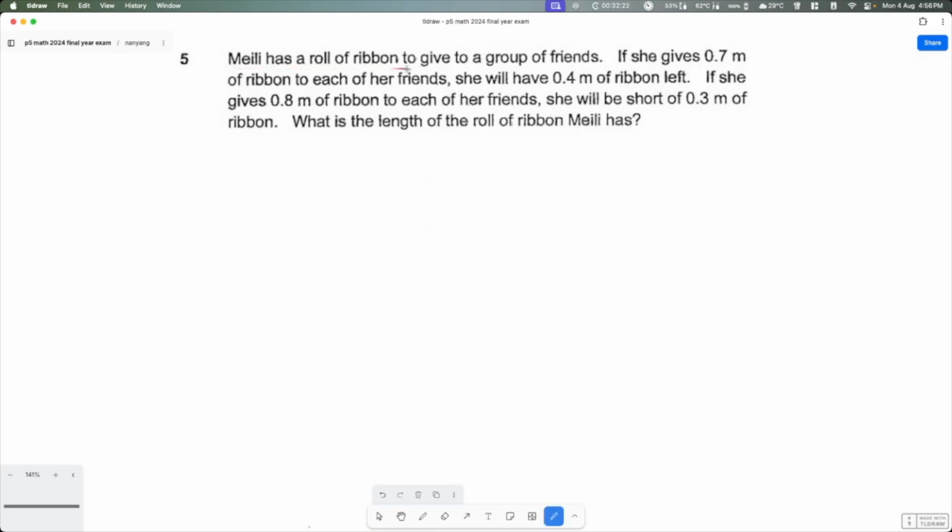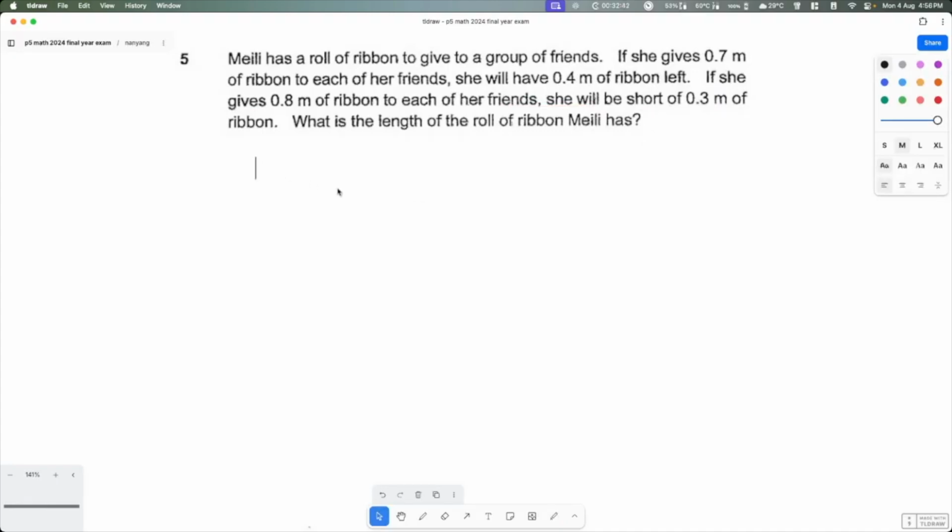Mary has a roll of ribbon to give to a group of friends. If she gives 0.7 meters of ribbon to each of her friends, she will have 0.4 meters of ribbon left. If she gives 0.8 meters of ribbon to each of her friends, she will be short of 0.3 meters of ribbon. Okay, so what is the length of the ribbon?